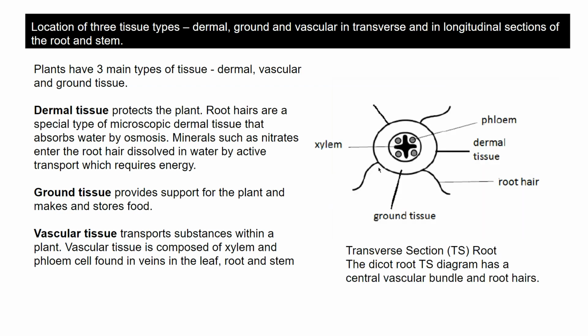Now, we're looking at what a cross-section through a stem looks like. So the location of the tissue types in longitudinal sections of the root and stem. So now we're looking at the root. So in a slice across the root, you'll notice that the xylem is a star-shaped collection of cells at the very center, and the phloem are smaller clusters within the arms of the star.